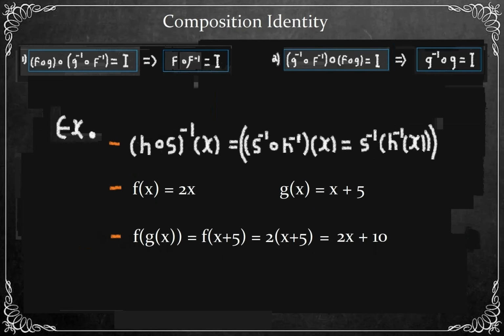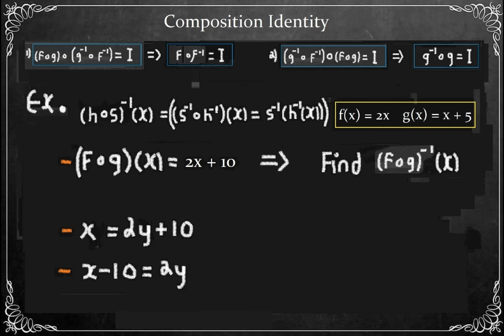On to the example, second orange bullet. Consider the two linear functions, f of x equals 2x and g of x equals x plus 5. Let's find the composite function f of g of x. We have f of x plus 5, which equals 2x plus 10.